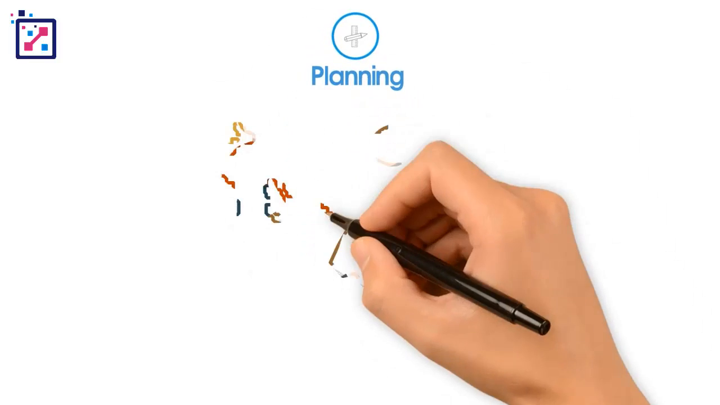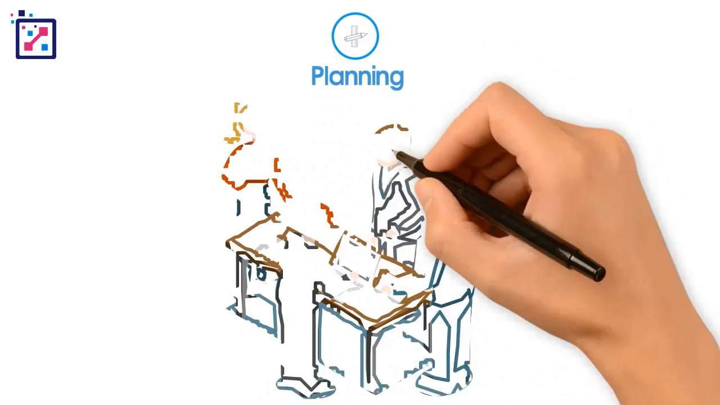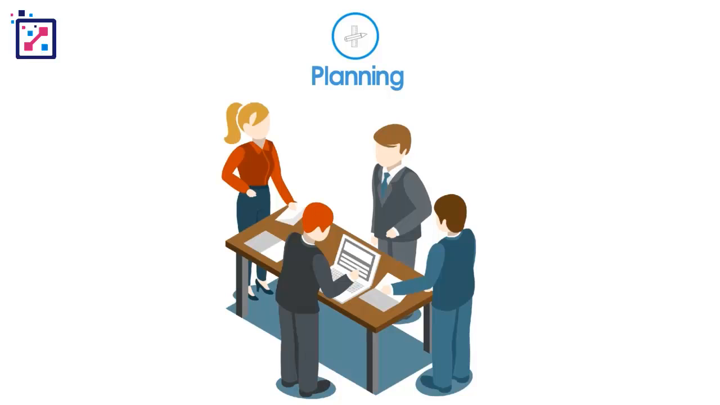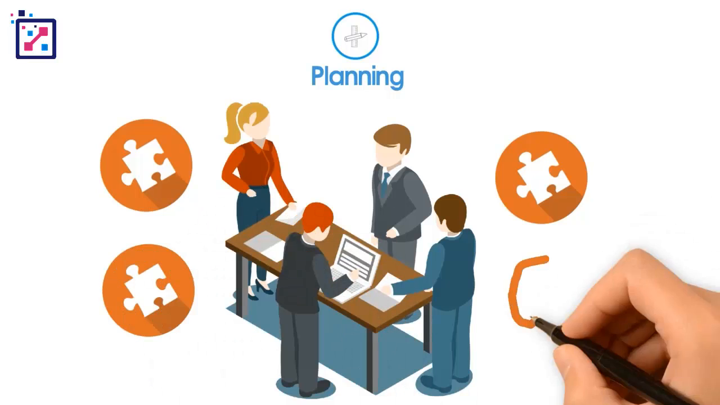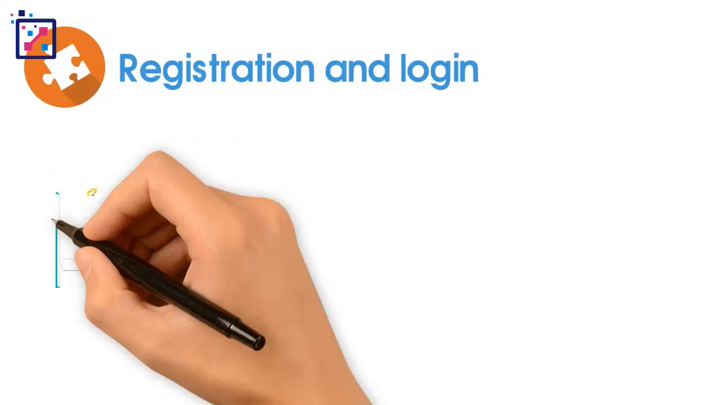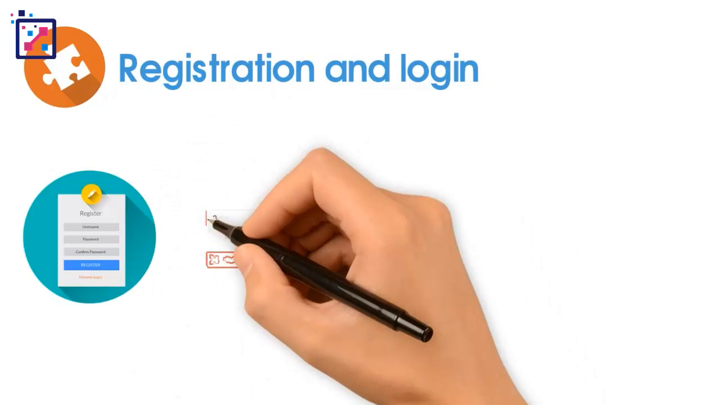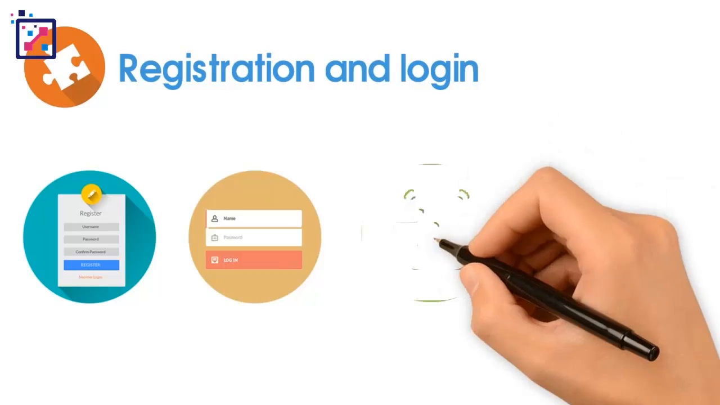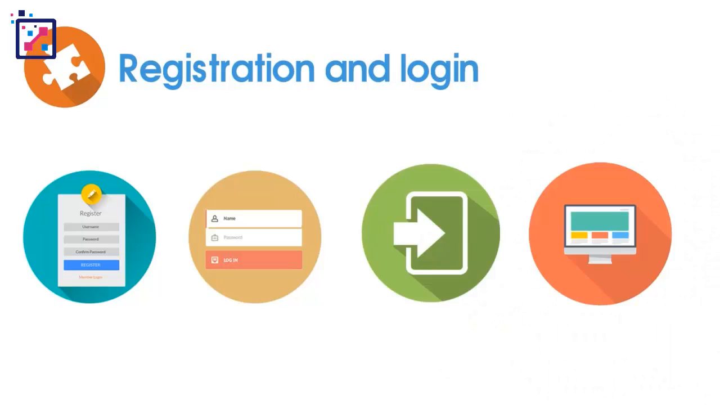Together with the customer, stakeholders and a business analyst will outline the requirements of the application and create a complete scope of work. Later, this entire scope of work will be divided into multiple modules or small functional units. Let's take an example of a registration and login module. 1. User registration. 2. Login. 3. Log out. 4. The dashboard landing page, and so on.